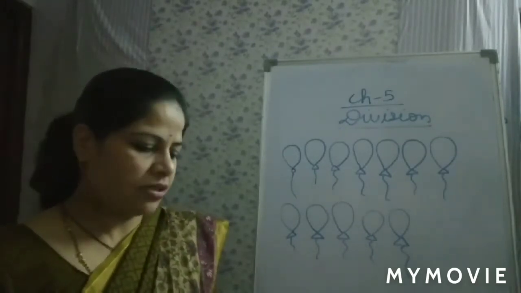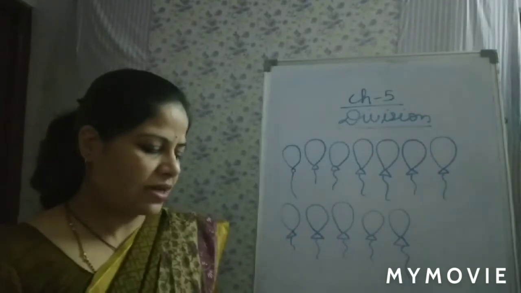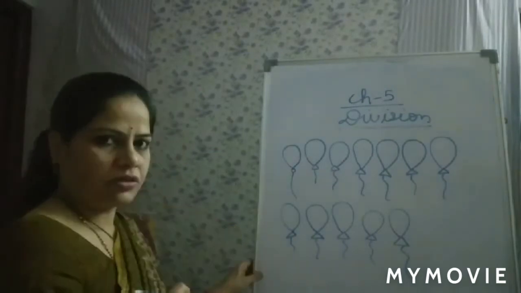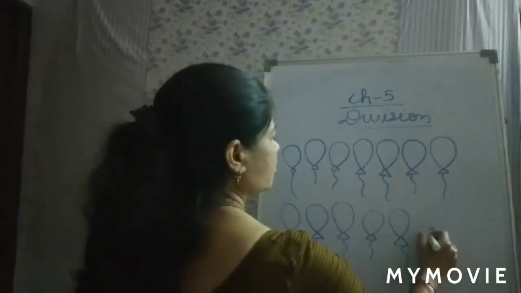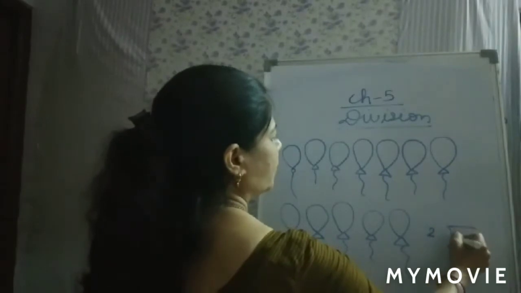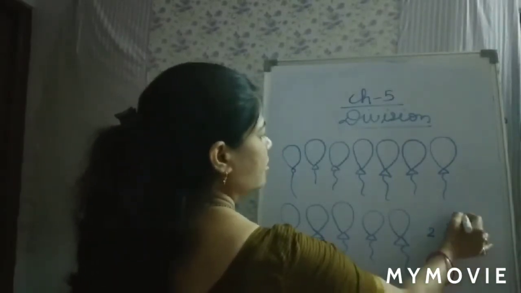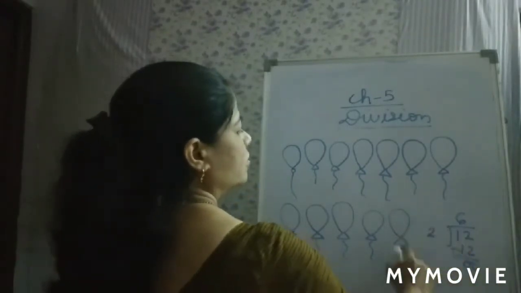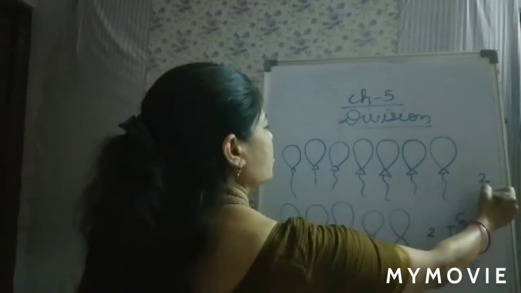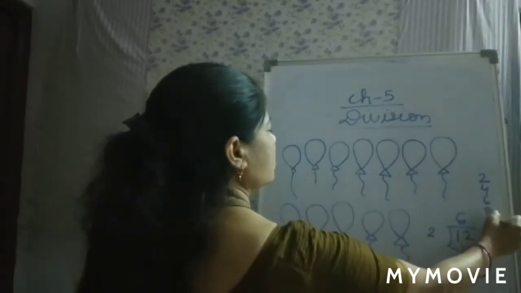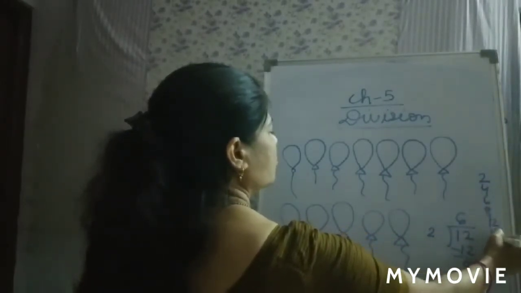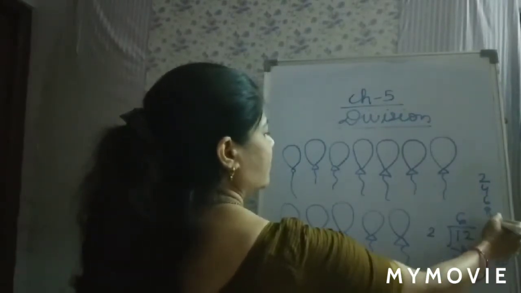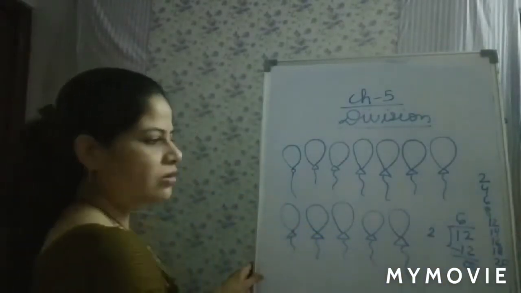In the first question, 12 balloons are given and you have to share these balloons equally among 2 children. So 2 children are there and the number of balloons is 12. When you divide 12 by 2, you know the table of 2. 2 1s are 2, 2 2s are 4, 2 3s are 6, 2 4s are 8, 2 6s are 12, 2 7s are 14, 2 8s are 16, 2 9s are 18 and 2 10s are 20. So you get 6 times the number 12.